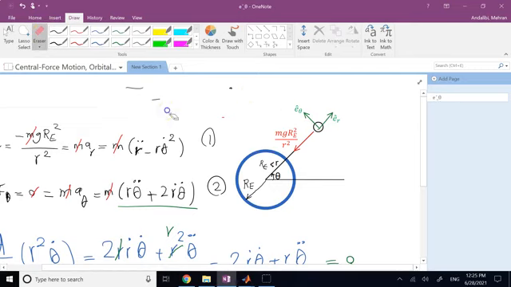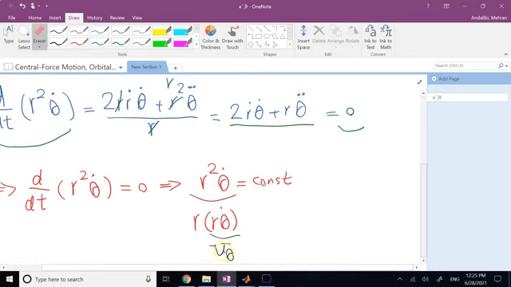So fine. It means the product of r and v theta at any point is not going to change. Good. So I can say this should be equal to its initial value, which is r at time 0 times v theta at time 0. If I had these two initial values, then their product should be the same as r squared theta dot at any time.